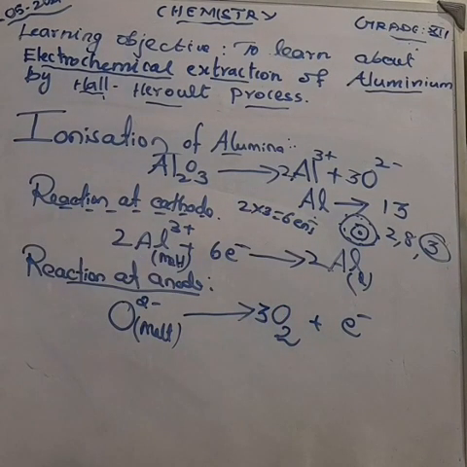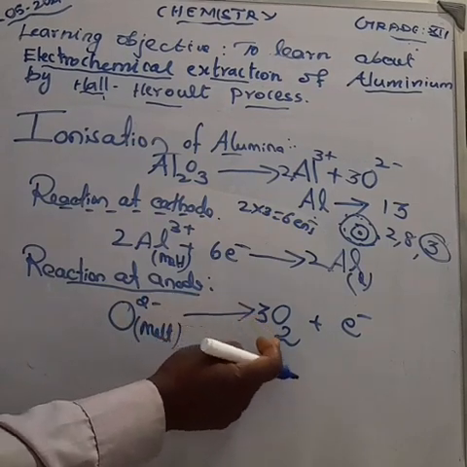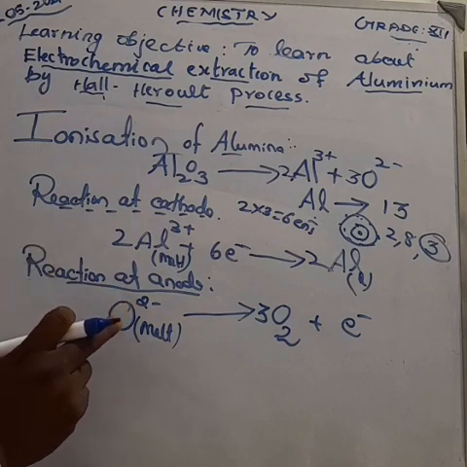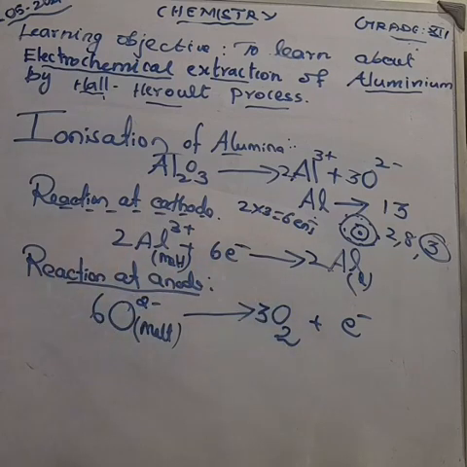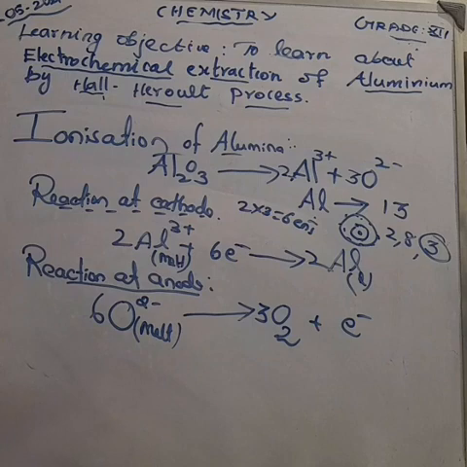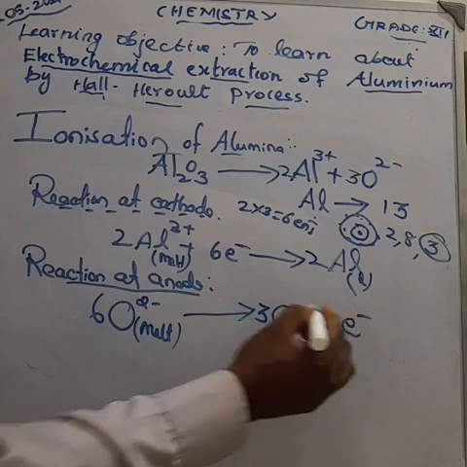3 oxygen in the product side, 3 oxygen. So we get 3 molecules. 1 oxygen, 2 electron loss. Am I right? 1 oxygen means 2 minus. Am I right? So 3 into 2 means 6 oxygen. Am I right? 6 oxygen. That is how much electron? 6 into 2 is equal to 12 electrons. Am I right? So 12 electrons.